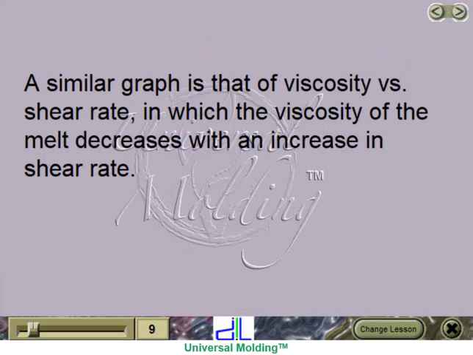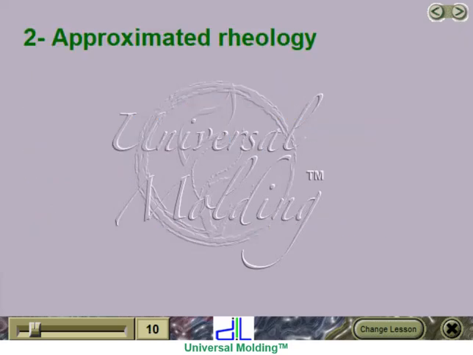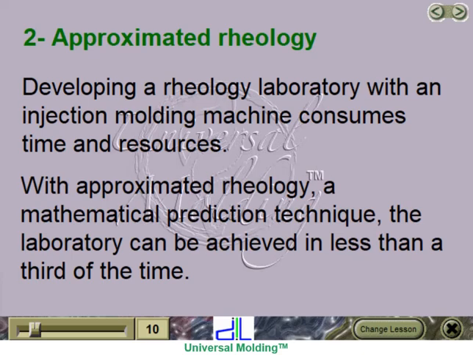A similar graph is that of viscosity versus shear rate, in which the viscosity of the melt decreases with an increase in shear rate. This behavior is called shear thinning. Approximated rheology. Developing a rheology laboratory with an injection molding machine consumes time and resources. With approximated rheology, a mathematical prediction technique, the laboratory can be achieved in less than a third of the time.